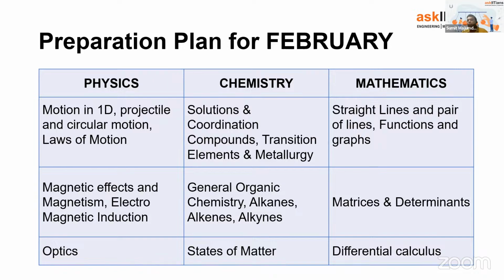If we talk about chemistry: solutions, coordination compounds, transition elements, metallurgy. These are mainly topics from the 12th portion. GOC is a topic from 11th, but it is obviously needed from the organic chemistry perspective because you get the majority of the questions from the reaction mechanism part, from the stability part, from the GOC, right? Along with states of matter, which is a very easy topic.